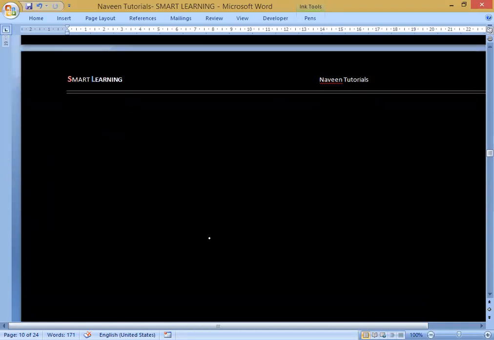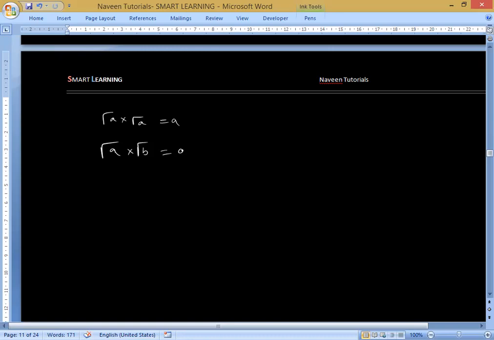So previously, root 2 into root 2 is 2, root 3 into root 3 is 3, because we have the formula root a into root a is nothing but a. If it is different values, root a into root b is root ab, right? So that is the concept I explained.